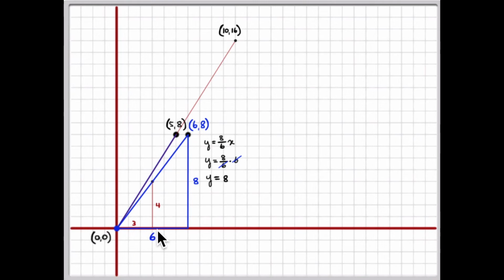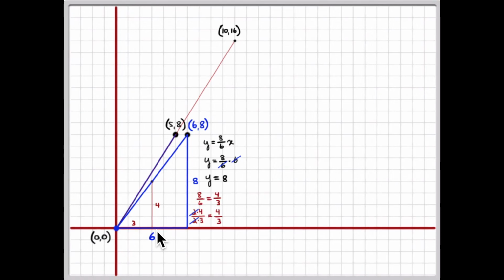This is 4/3. So this vertical length is 4/3 of 3, which is the same, by the way, as 8/6 of 3. So 8/6 is equal to 4/3. Can simplify the 8 and the 6 to 4/3. So 4/3 of 6 also has to equal 8. 6 divided by 3 is 2. 2 times 4 is 8.